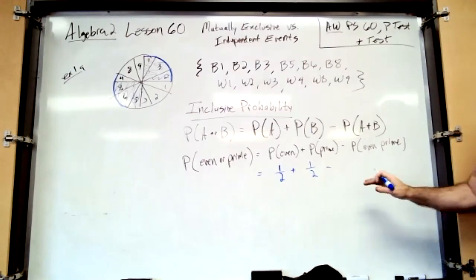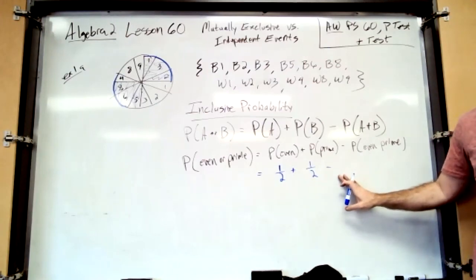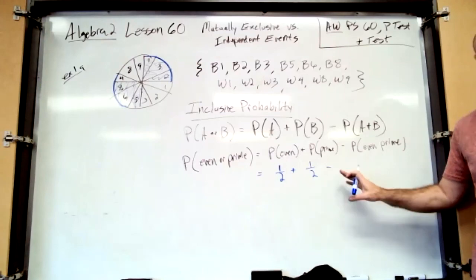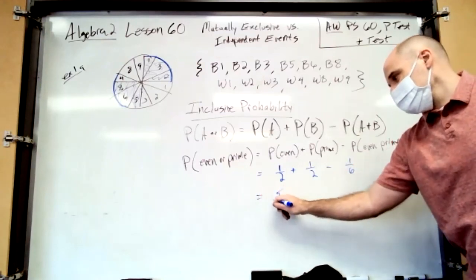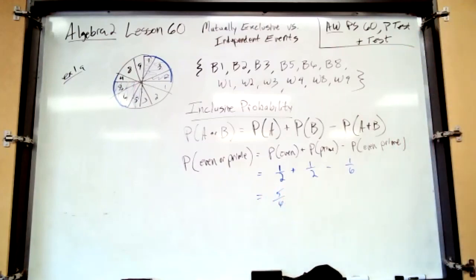Okay, so what's the probability of getting an even prime number? Well, there's only one even prime number, so it's 1 out of 6, right? So your probability is 5 out of 6, which makes sense, because the numbers that are either even or prime are 2, 3, 4, 5, and 6. So you're only missing 1. So it's 5 possibilities out of 6.